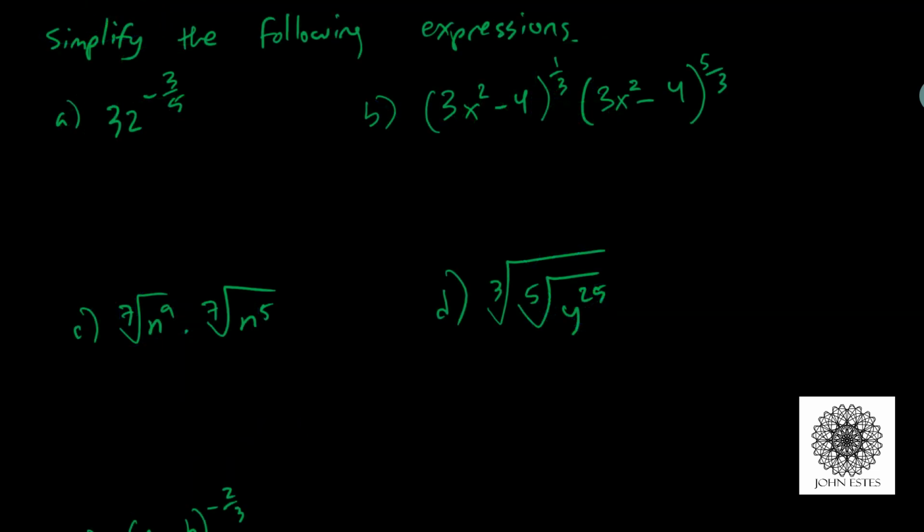Now I want to go over a few more examples, just practicing using these root properties because sometimes it can be a little confusing. So for example, part A, I have 32 to the negative 3/5 power.